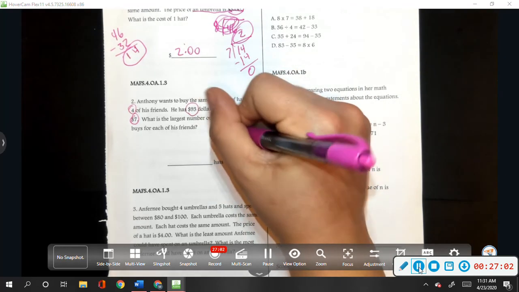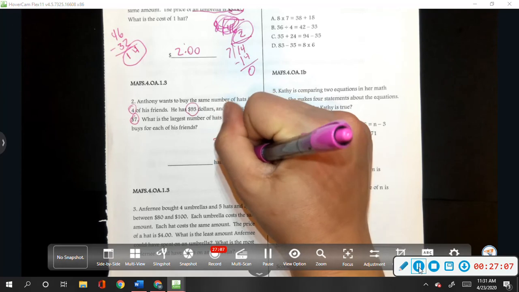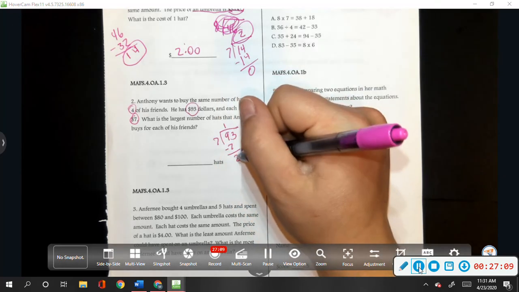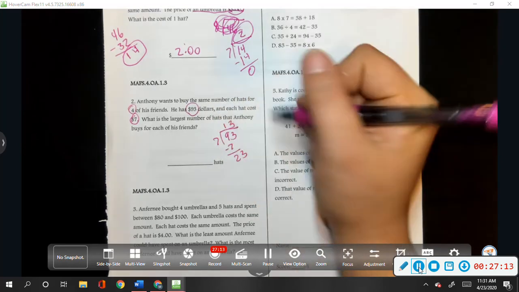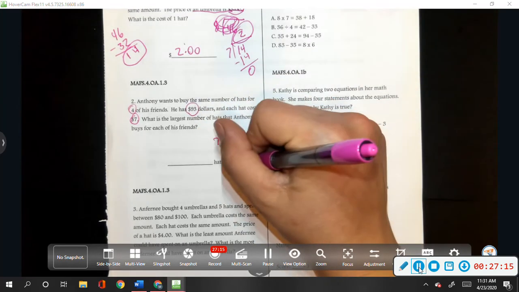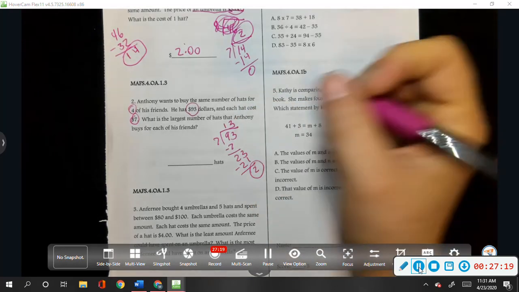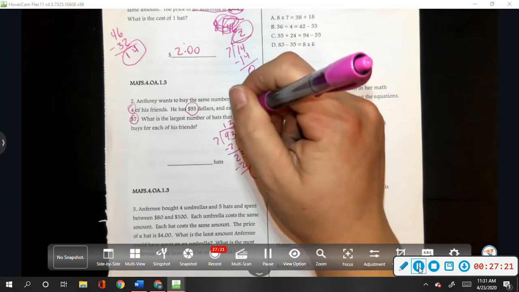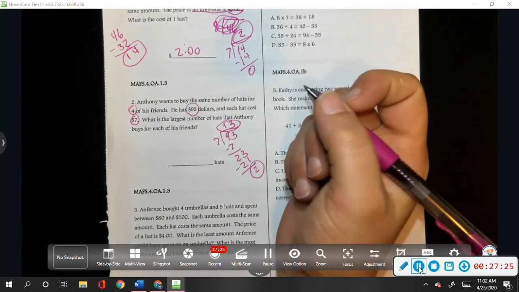7 goes into 9 once. 7 times 1 is 7. Subtract that out. That becomes a 2. Bring the 3 down. 7 goes into 23 3 times. 3 times 7 is 21. We subtract that out. We'll have 2 left over, but it looks like we're only going to be able to get 13 hats.